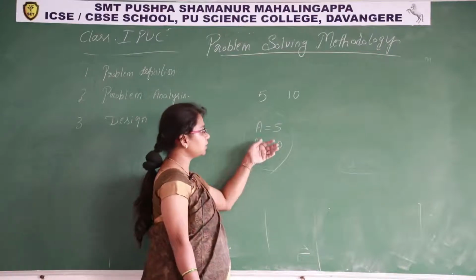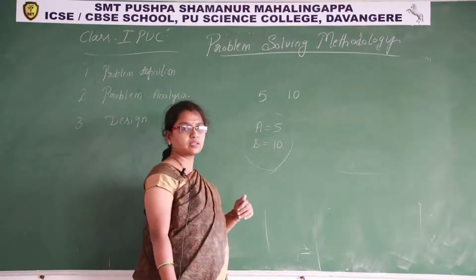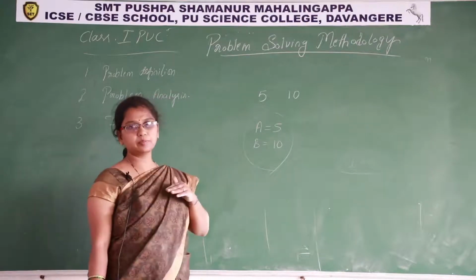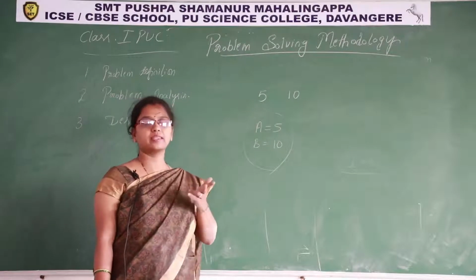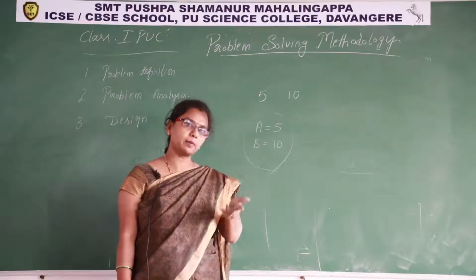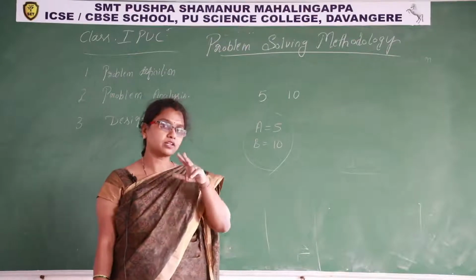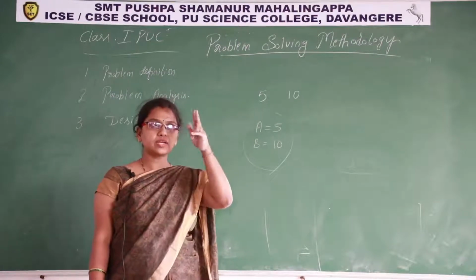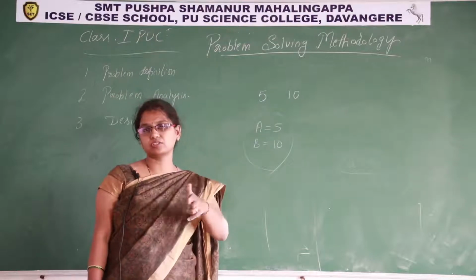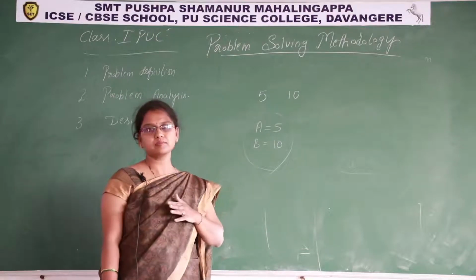Then how to instruct the computer? First, the computer has to accept two values. Then it has to compare those two values. After that, it has to give the conclusion which is biggest. So in this way we have to write the instructions and give the solution.